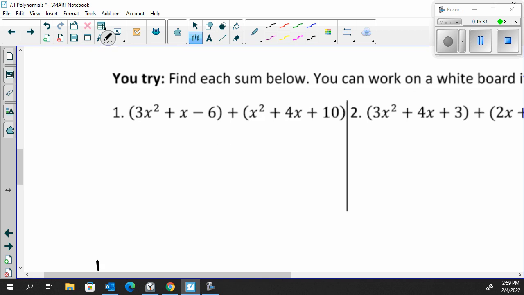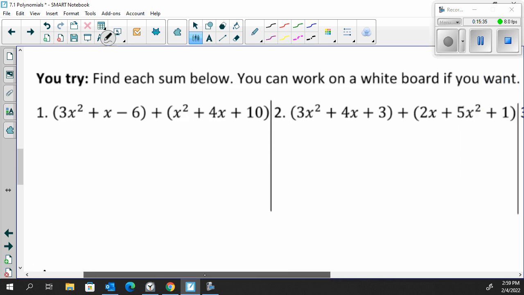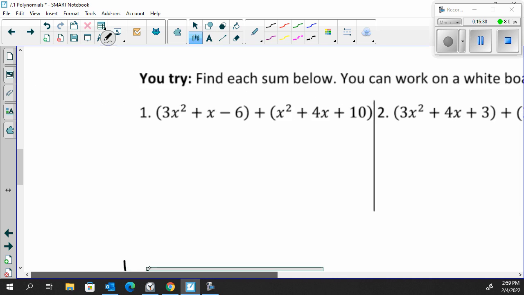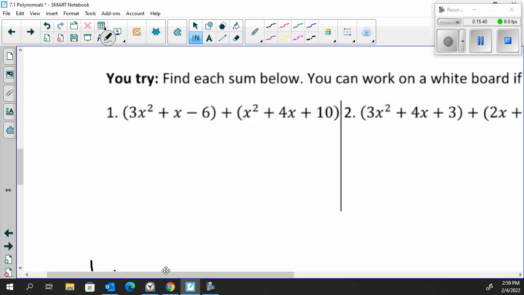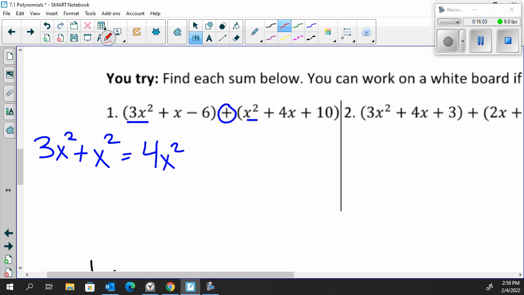Let's do this first one. So same thing. I'm adding. I want to do like terms with like terms. You can't do x and x cubed together. That's not the same thing. All right? So I have 3x squared plus 1x squared. What's that? 4x squared. What's next? 1 single x plus 4x. So what's that?